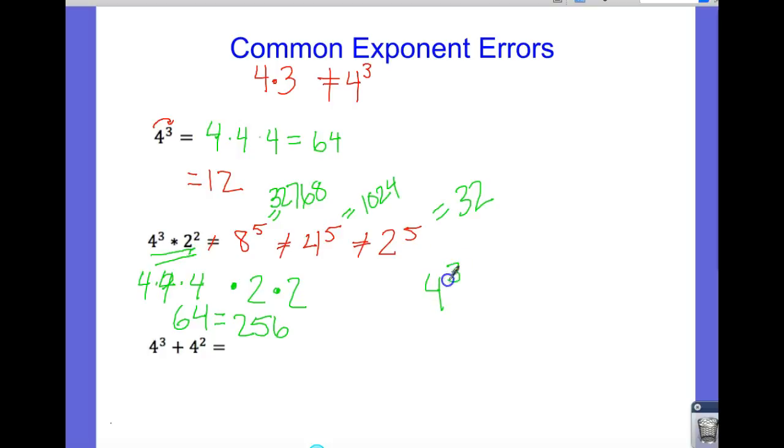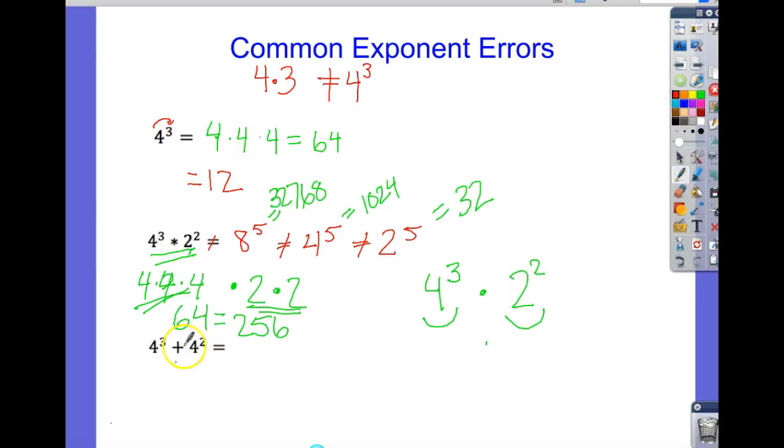This is 4 to the third. This is a different base. These are completely different things. That means there's 3 4s. This is 2 to the second. That's a completely different base. It means there are 2 2s. So you need to do this guy and this guy, and then you can multiply those two things together to get the answer.